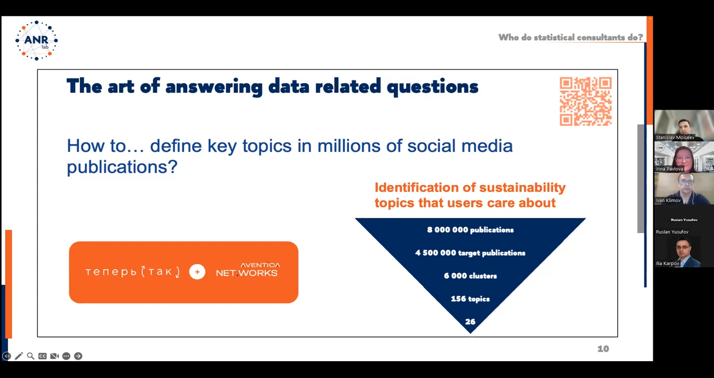These clusters then were combined, united in several topics, which we then combined into some streams, and we finally got 26 streams. And these streams were described in our report. So basically, this is one example. It is an example of a question which might be asked inside of some agency which is dealing with big data. And this is a question which requires knowledge in natural language processing to answer it.